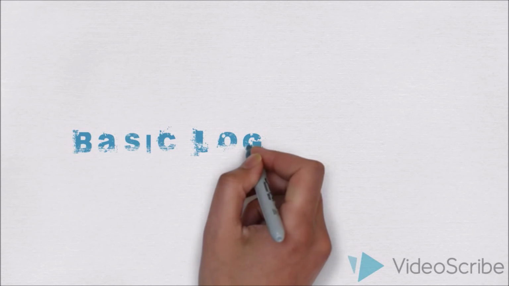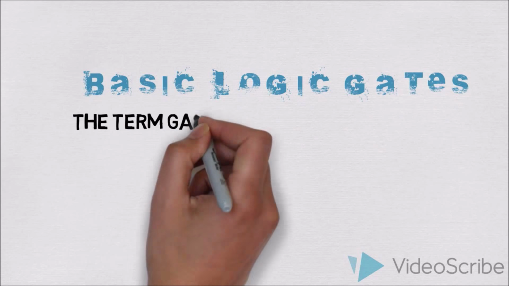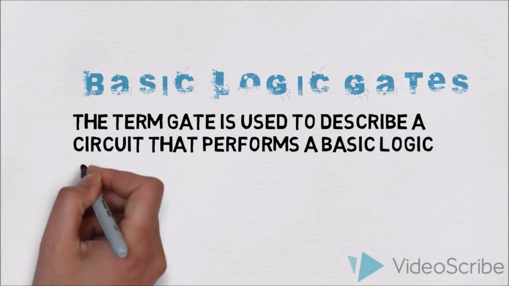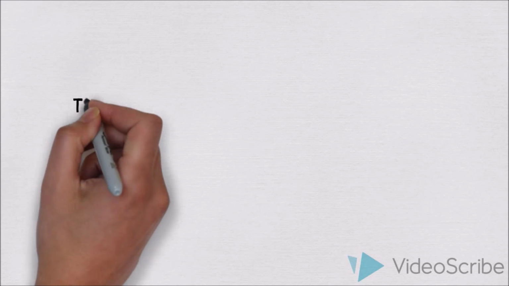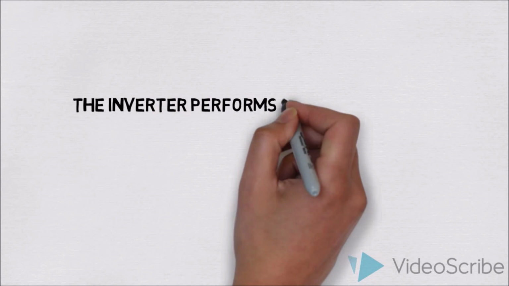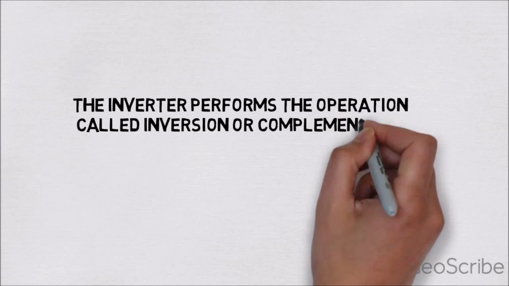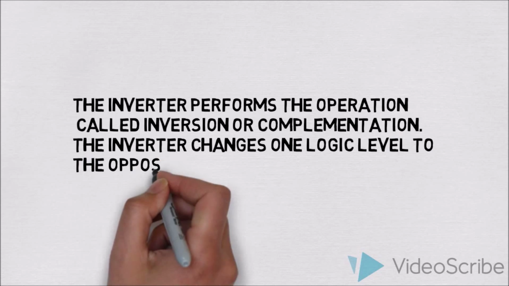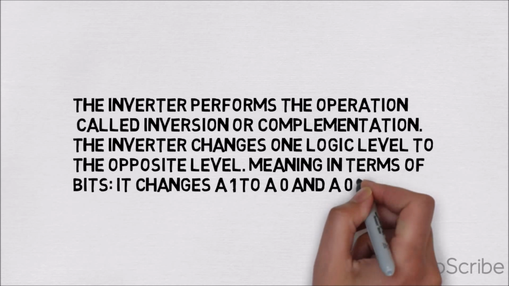Now we'll see the basic logic gates. The term gate is used to describe a circuit that performs a basic logic operation. For example, the NOT gate or the inverter. The inverter performs the operation called inversion or complementation. The inverter changes one logic level to the opposite level, meaning in terms of bits, it changes a 0 to a 1 and a 1 to a 0.